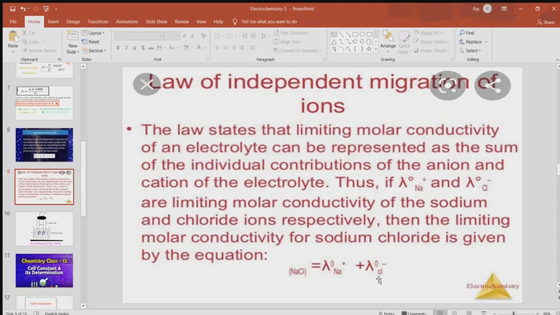The first application is to find out the molar conductivity of any electrolyte at zero concentration, which cannot be experimentally measured. Second, molar conductivity at zero concentration of electrolytes involving similar cations and anions, for weak electrolytes. Third application, ionic product of water, solubility and solubility products of sparingly soluble salts can be calculated using Kohlrausch's law. And the last application, the degree of dissociation of a weak electrolyte can be calculated from molar conductivity at zero concentration.